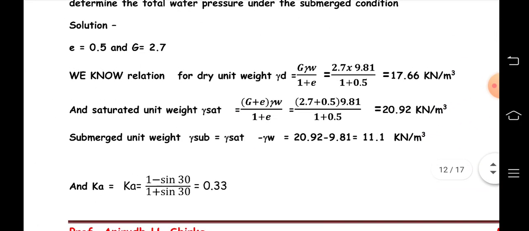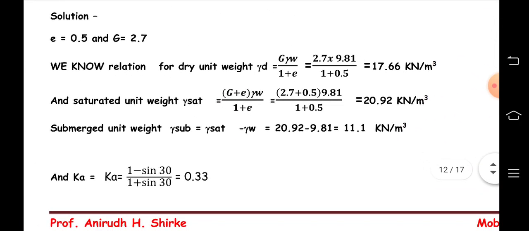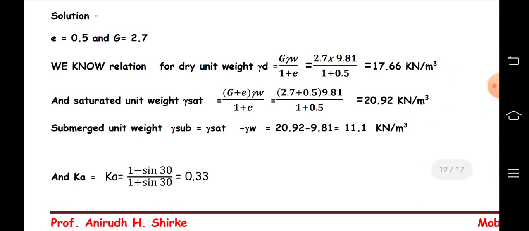active earth pressure. First of all, we have to calculate the values of the unit weights, that is gamma D, gamma saturated and gamma submerged. In unit number 1, introduction and index properties, we had already learned the formulas. So the first formula, for dry unit weight, gamma D equal to G gamma W upon 1 plus e.